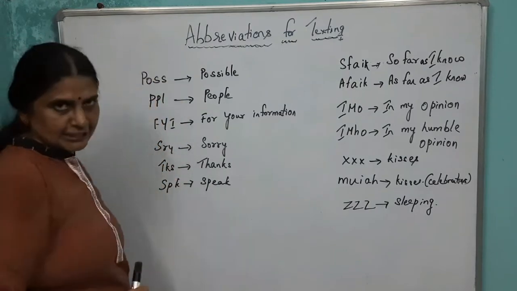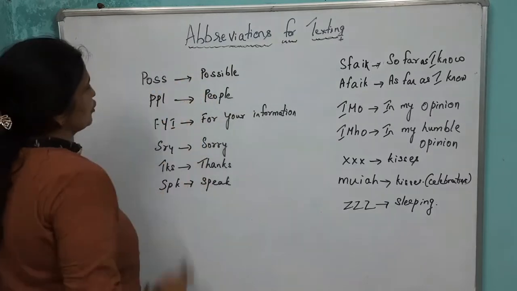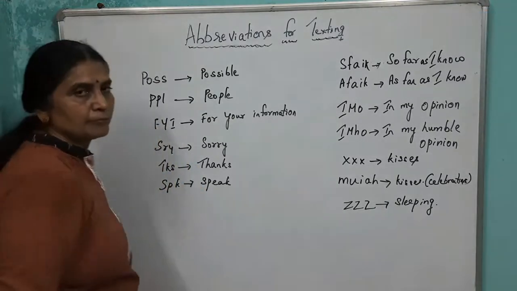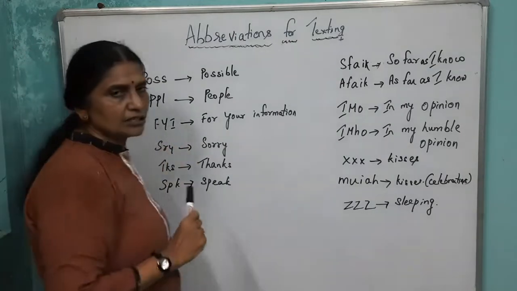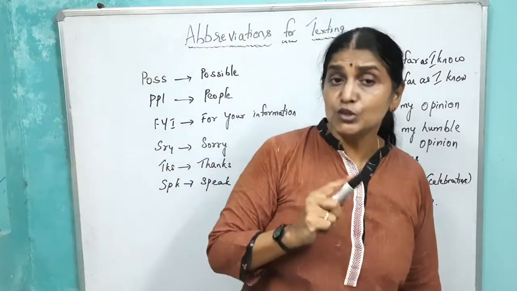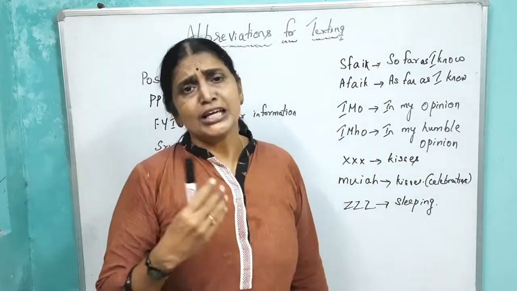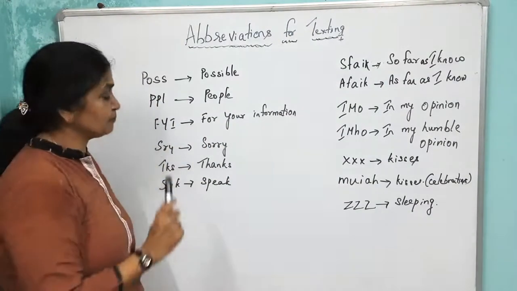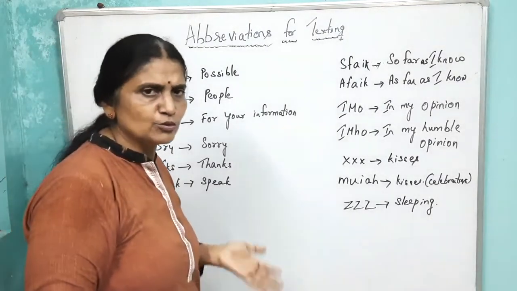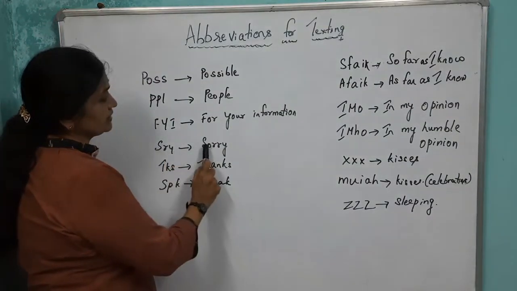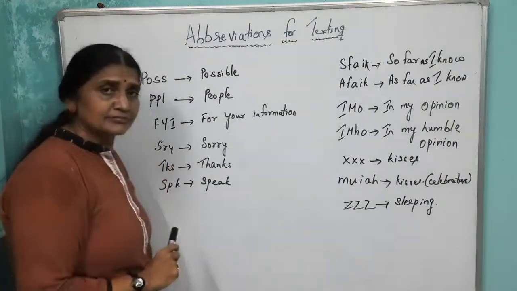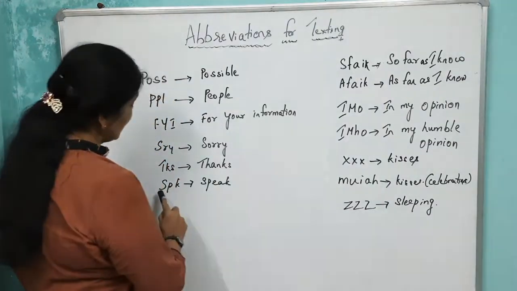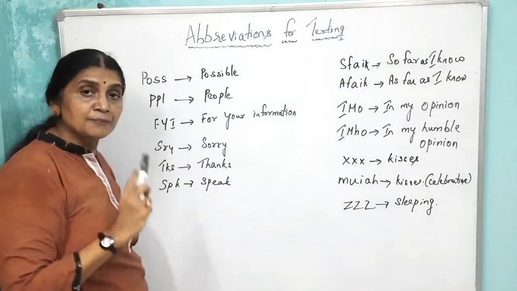Right, now see POSS. Now there are 4 letters here. With these 4 letters, one word is possible, that is POSS, it stands for possible. Now PPL, people. FYI, this is a very very useful one. You must have used it while typing your emails, things like that. FYI, that is for your information. Okay, SRI. It is so simple, most of you would have used it in your messages. SRI stands for sorry. Then TKS, thanks. SPK, why don't you SPK? Why don't you speak to me? So SPK stands for speak.